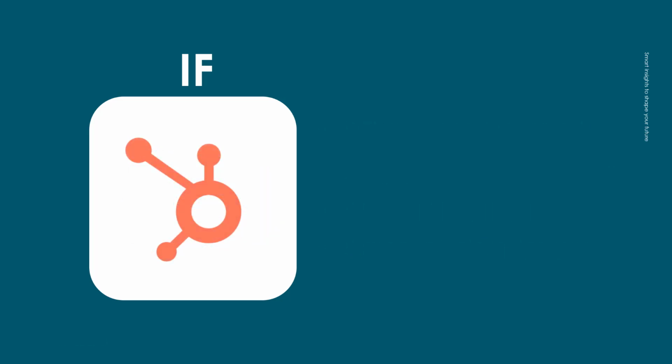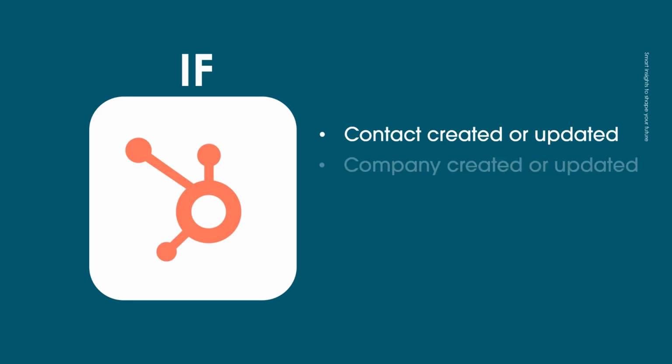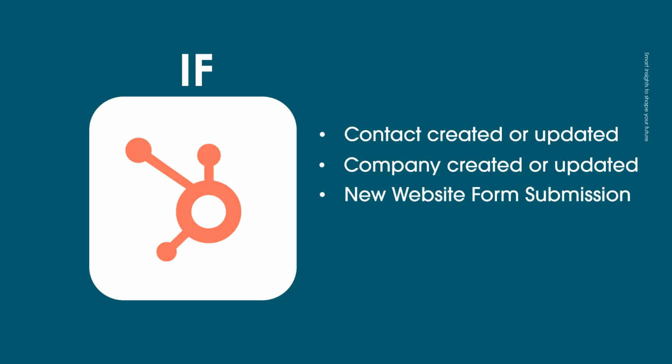Now, let's talk about HubSpot. Just like Salesforce, it's packed with important triggers that can kick off powerful automations in Zapier. For example, when a new contact or company is created or updated, or when someone fills out a HubSpot embedded form on your website, or when a new deal is created in your sales pipeline. Zapier instantly detects these events and takes action.